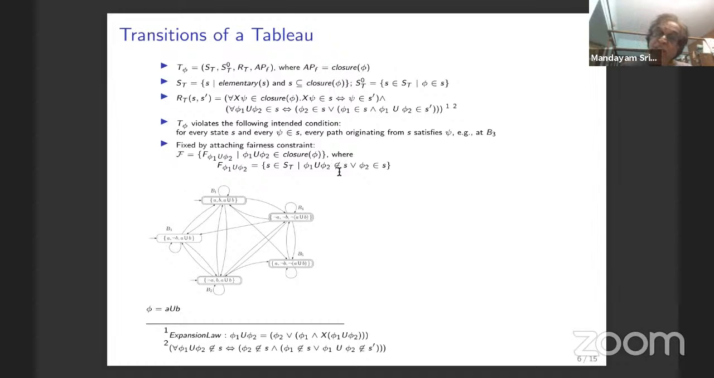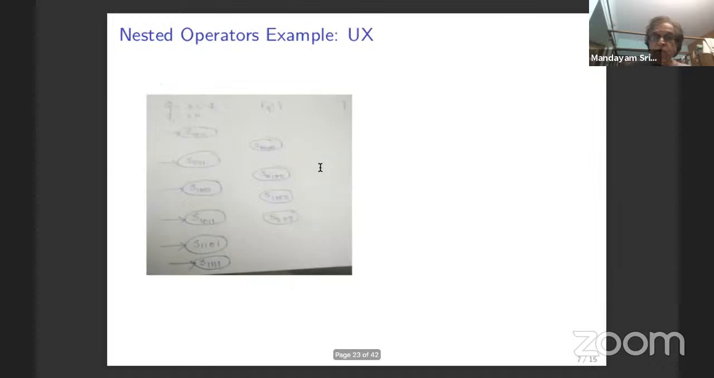And you can end up with a case in which the phi 1 until phi 2 formula is completely false, because the transition is defined in such a way that there is always a transition from such a state into phi 2. Therefore, by making phi 2 and not of phi part of the constraint, you will fulfill that.